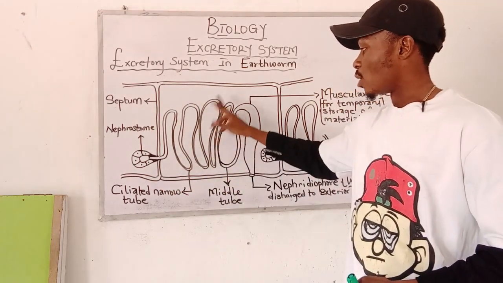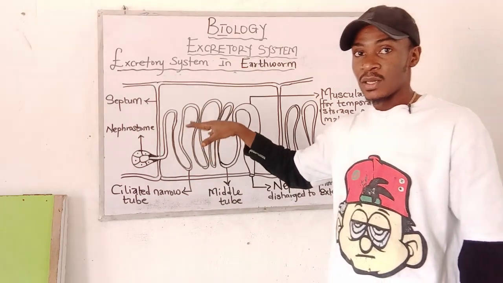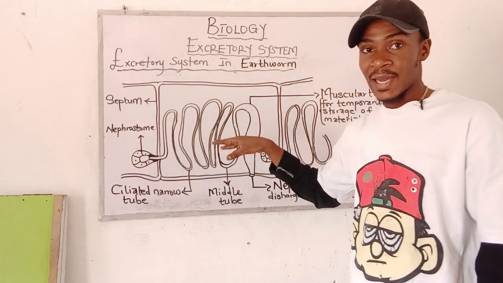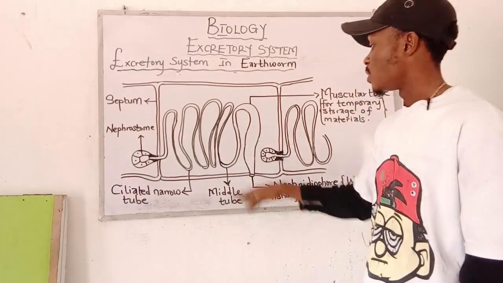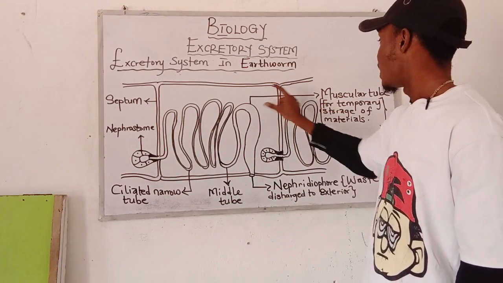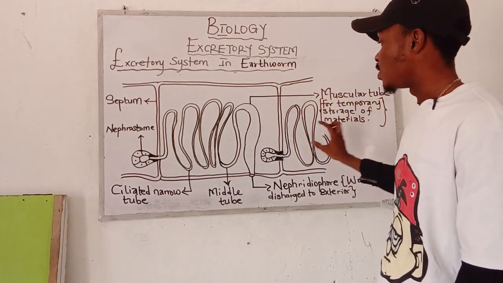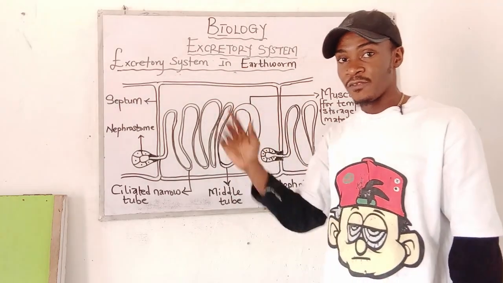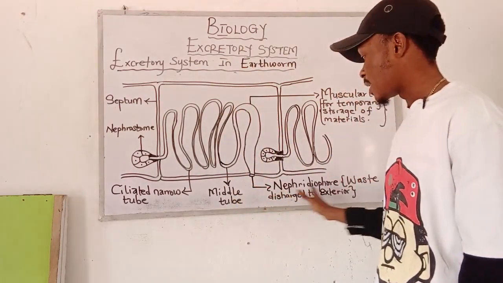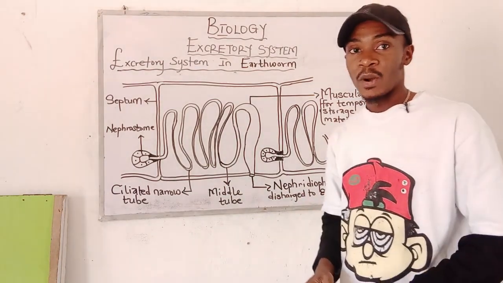It keeps being pushed along. Then the useful materials, glucose, are absorbed along the line, and some nitrogenous compounds are absorbed by secretory cells until the waste products are now transported to the muscular tube for temporary storage, and then eventually expelled from the nephridium to the exterior, the external environment of the organism.